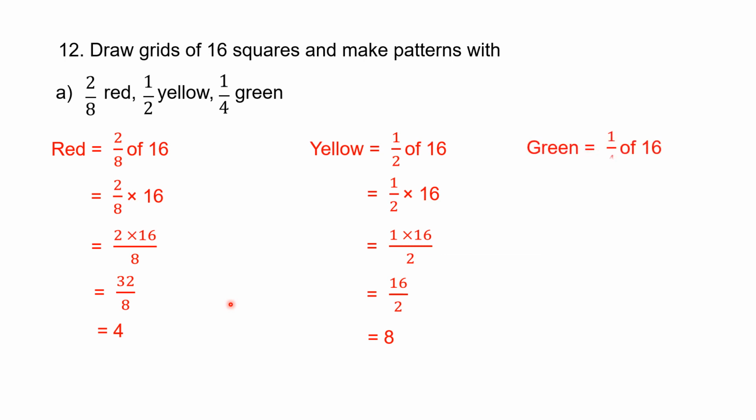Now number of green squares. 1 by 4 of 16, that is 1 by 4 multiplied by 16. Now multiply the numerators. 1 into 16 divided by 4. 1 into 16 is 16 divided by 4. We know that 4 4s are 16, so it equals 4. So 4 are green in color. Red 4, yellow 8 and 4 green.